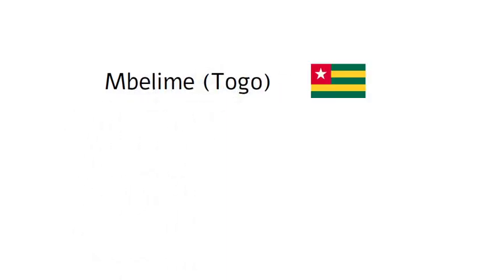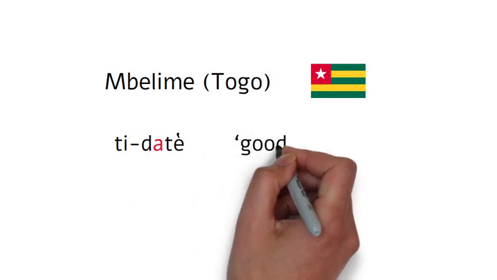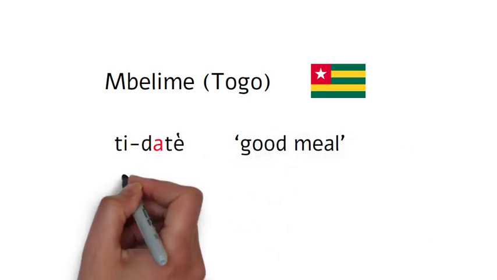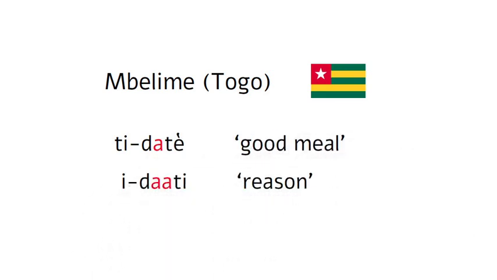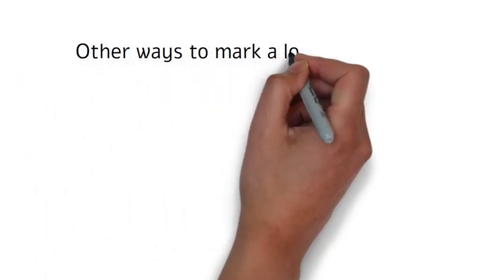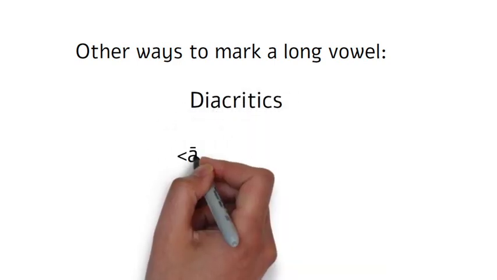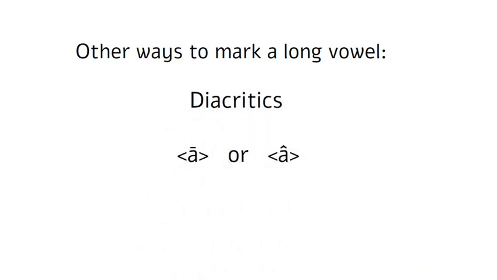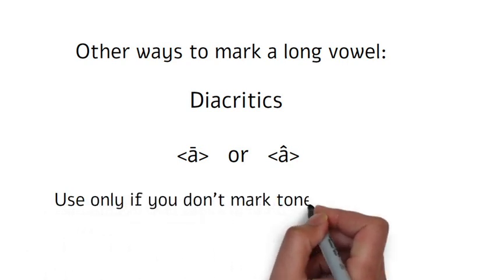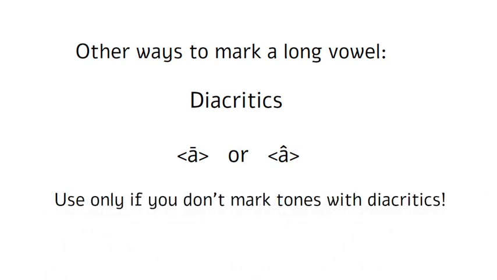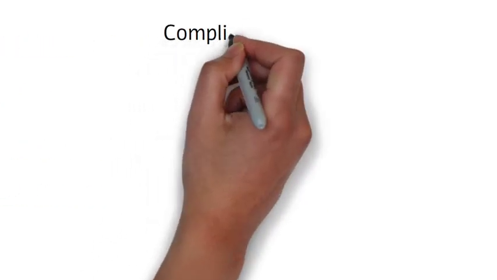Mbeleme of Togo has long and short vowels, tidate, good meal, and idati, reason. Are there other ways to mark a long vowel? Some languages use a diacritic over the vowel, like this. These should be used only if you don't mark tones with diacritics. This seems pretty simple. Are there any complications?